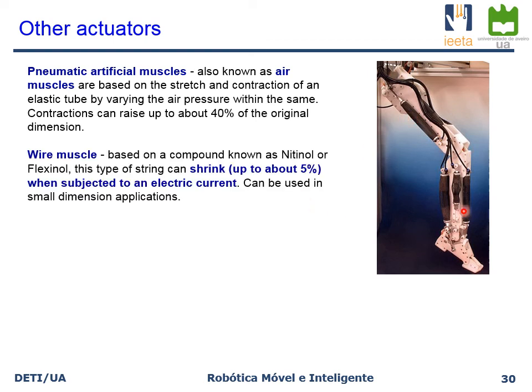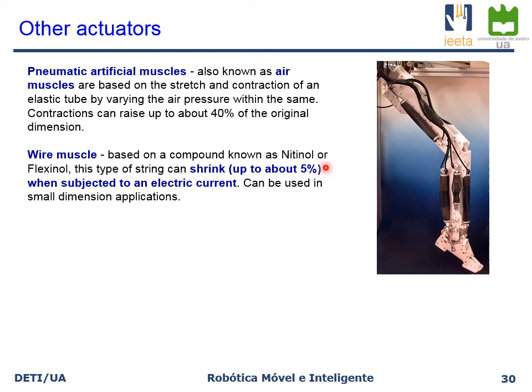Other types of muscles which are not as flexible as this one are called wire muscles. They are based on a compound known as nitinol or sometimes flexinol. And this type of string, because this is like a wire, can shrink up to 5% of its length. So it's not much, but for some types of applications, this is a very interesting approach.